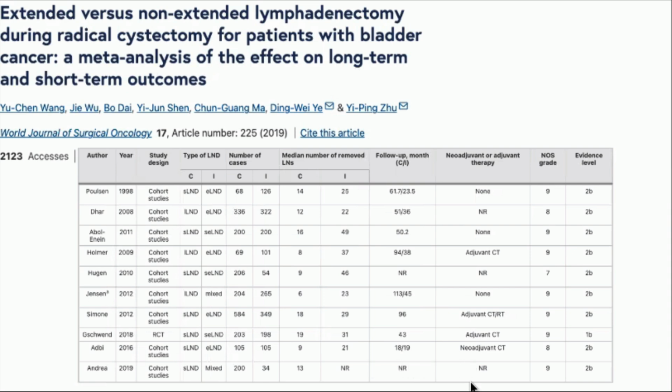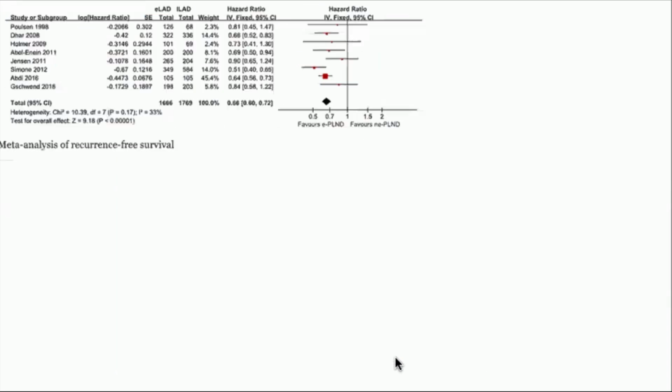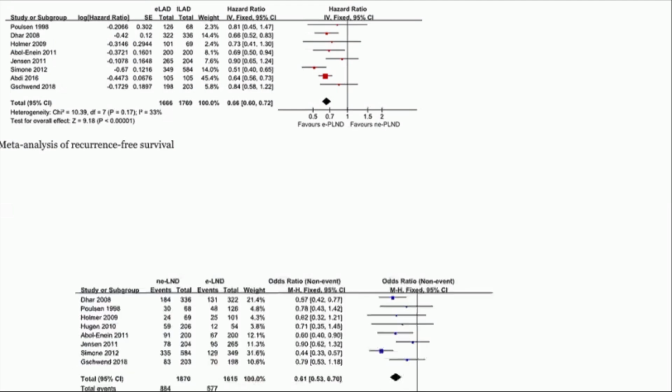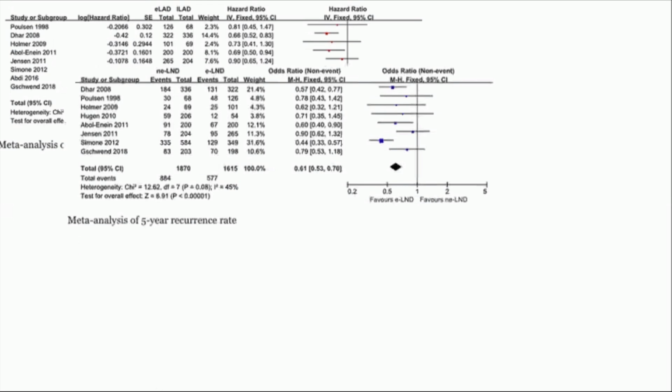Some patients received neoadjuvant chemotherapy, as we see here, and there were differences in follow-up. So again, unfortunately, with these meta-analyses, garbage in, garbage out. But they did look into hazard ratios for recurrence-free survival, and that was available for 8 studies. When they did this pooled analysis, there was a trend that favored extended lymph node dissection for recurrence-free survival. Looking specifically at 7 studies that looked at the 5-year recurrence-free survival rate, there was a trend that favors extended lymph node dissection over here.